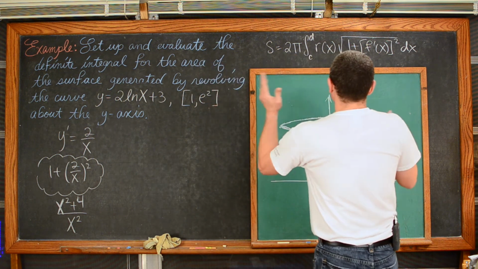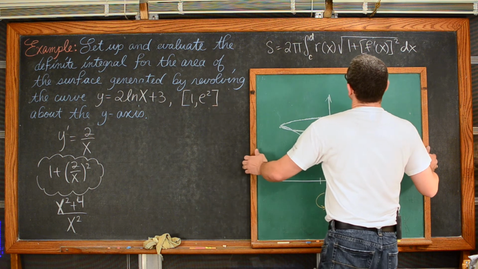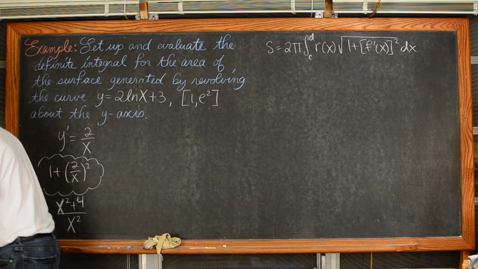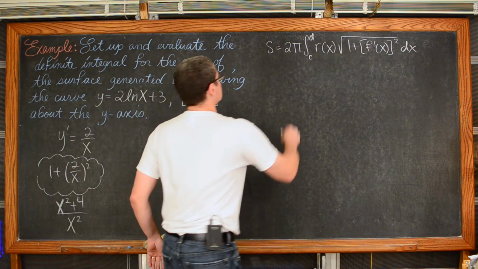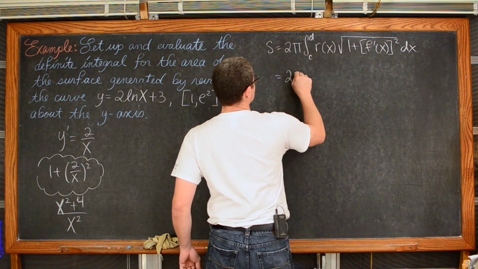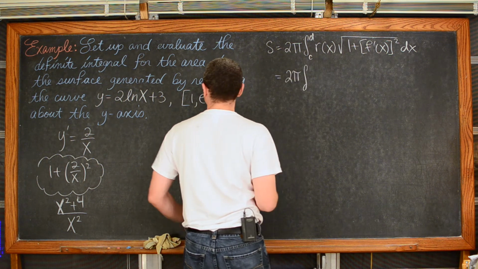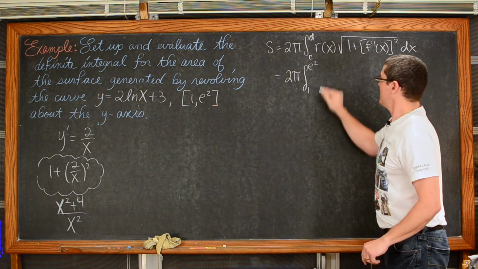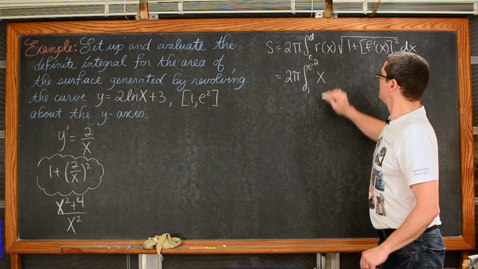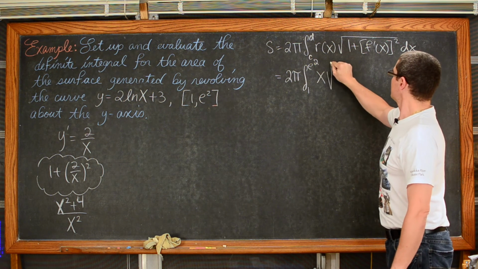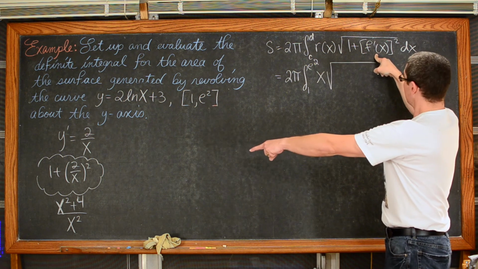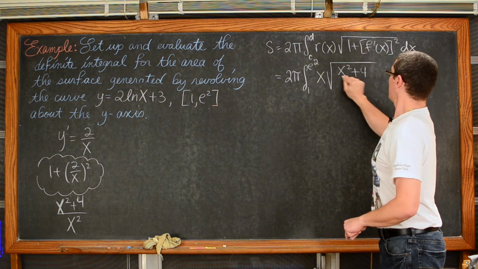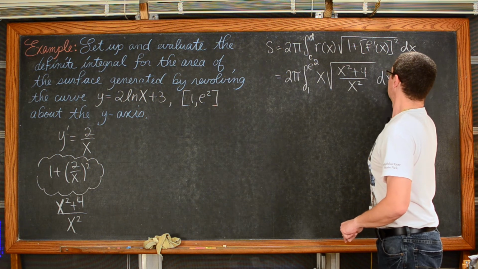Okay, so we know what our radius is. We know what the 1 plus f prime of x squared is. Again, one last time for our video, our lesson, we get that S is equal to 2 pi times the definite integral from 1 to e squared. Again, our radius was just simply an x. The square root of 1 plus f prime of x squared is the square root of x squared plus 4 over x squared, dx.